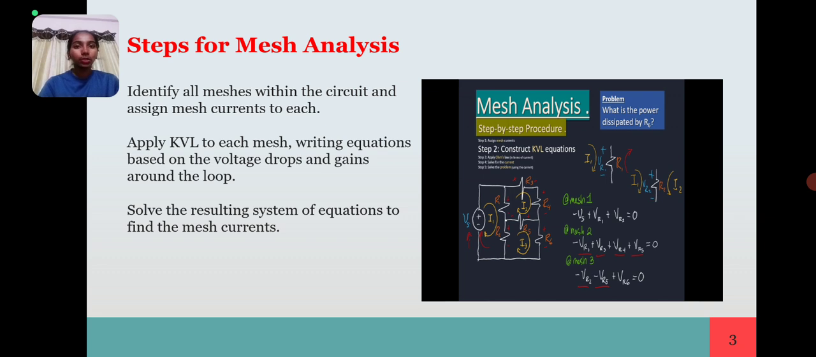Now let's look into the steps for mesh analysis. Identify all the meshes within the circuit and assign mesh currents to each. So whenever a circuit is given, first we need to identify all the meshes and name all the mesh currents in the circuit. Then apply KVL to each mesh, writing equations based on the voltage drops and gains around the loop. Solve the resulting system of equations to find the mesh currents.